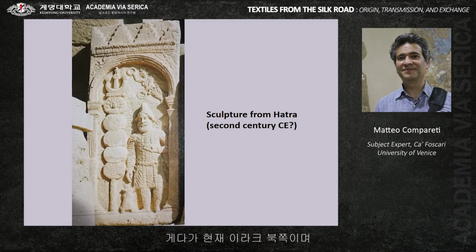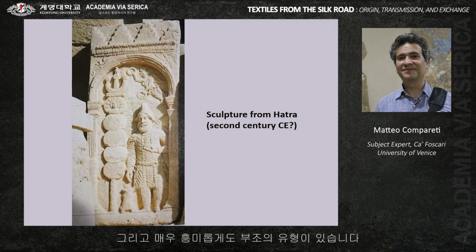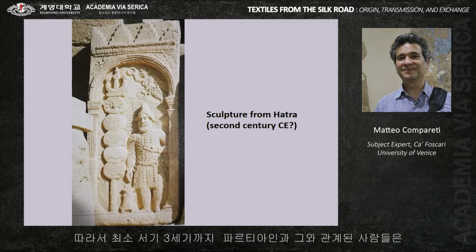And moreover, in Hatra, which is now in northern Iraq, so not very far from Takebustan, and a site which is not Persian, but we had many Parthian elements in Hatra during the 1st, 2nd, and even 3rd century CE. And very interesting, we have this kind of relief. We have an arch with crenellation above and some winged victories, which are flying above this person who's doing some kind of ritual inside the arch.